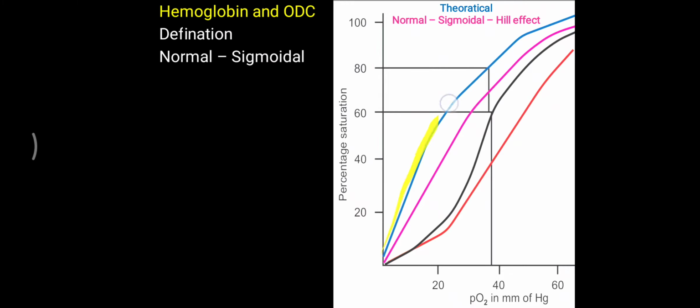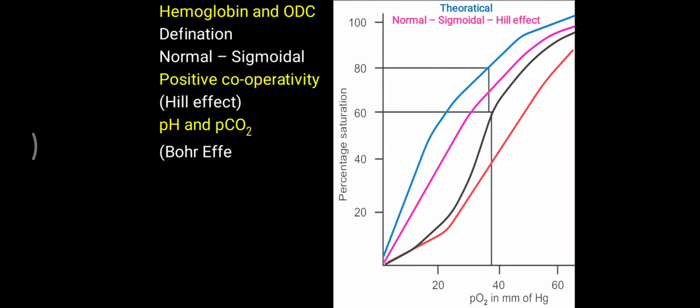So here the first curve, the blue color, is showing a theoretical curve, which is also sigmoidal, but actually it is not the same as the theoretical; it is somewhat different in actuality inside our body, physiologically. That normal physiological curve is also sigmoidal, and it is called the Hill effect. In detail, the Hill effect is also called positive cooperativity or Heme-Heme interaction, which we will also look at in this video.